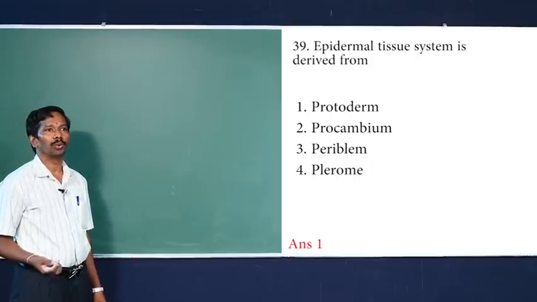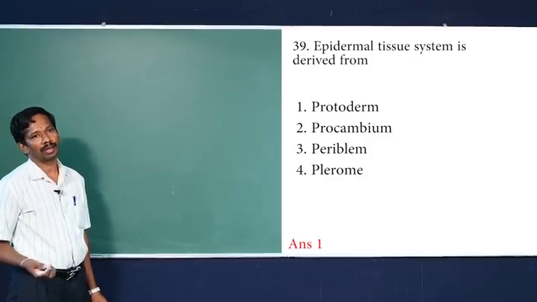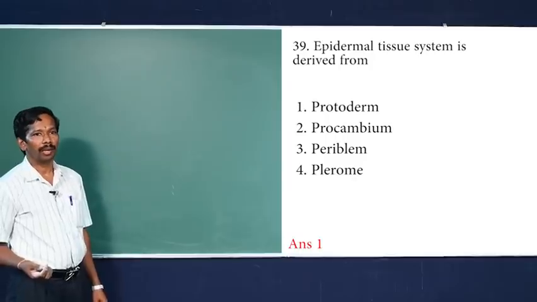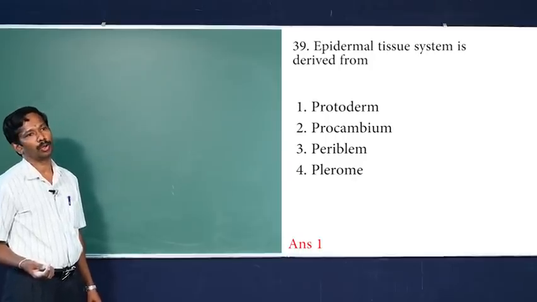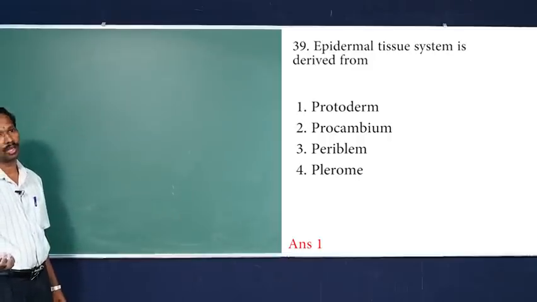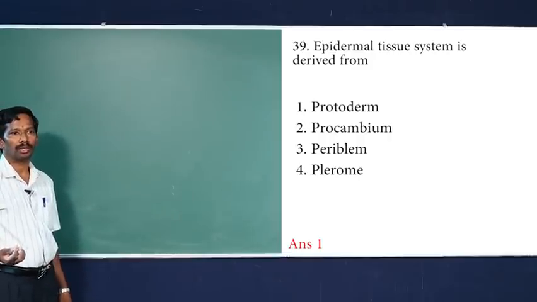So answer is 1 for question number 39, when compared to procambium, which produces vascular tissue, periblem and plerome. Periblem is producing ground tissue and plerome is also producing a vascular bundle. So answer is 1 for question number 39.